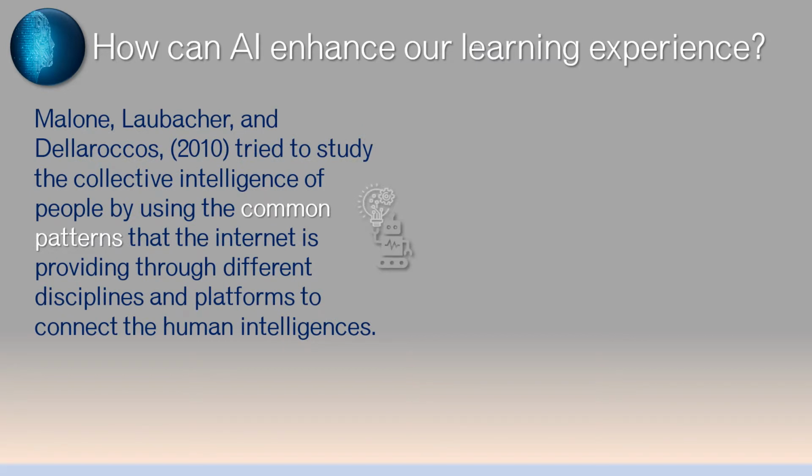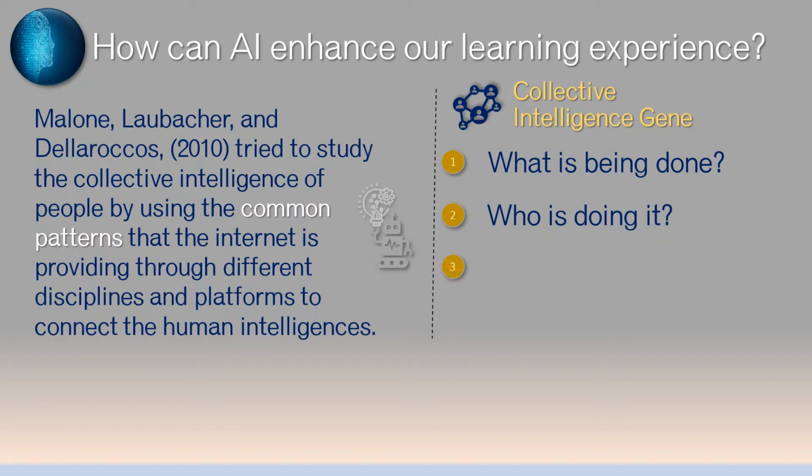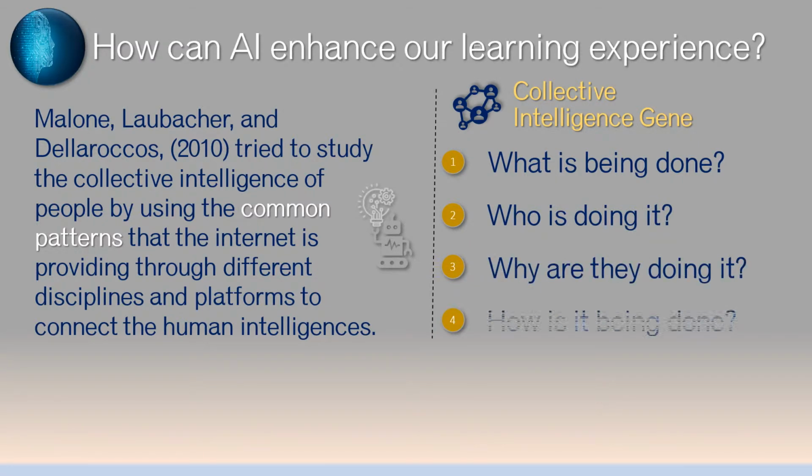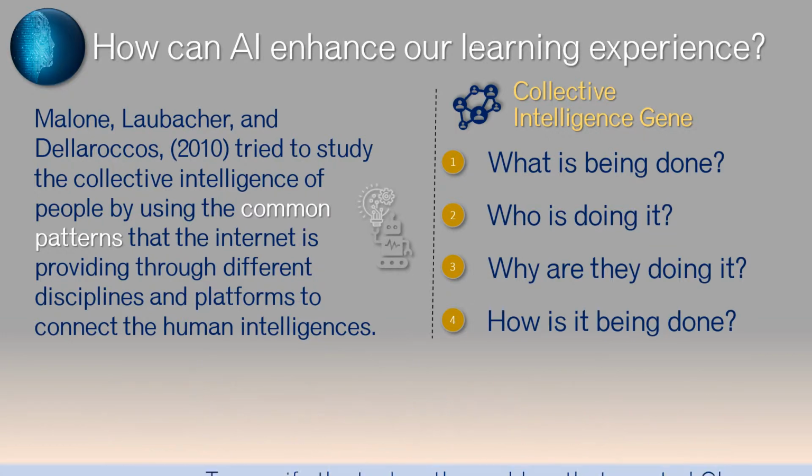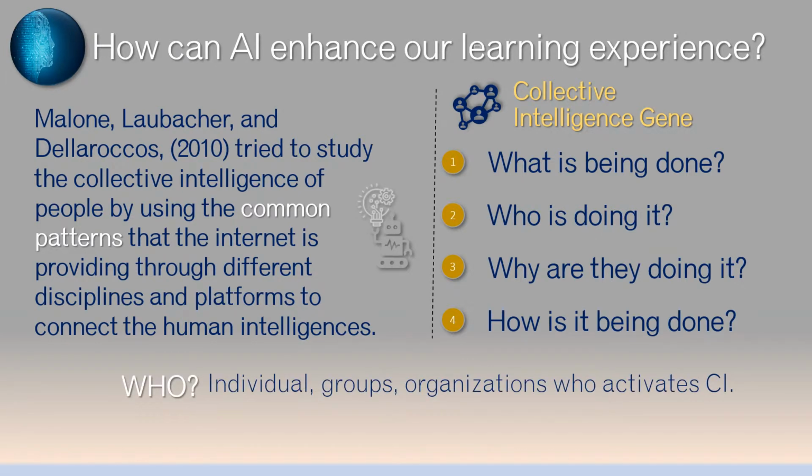The common pattern that the internet follows to connect to our collective intelligence is by going through 4 questions. What is being done? Who is doing it? Why are they doing it? And how is it being done? What is being done? This is to specify the task or the problem or the solution or even the discussion that lead to the creation of the collective intelligence. Who is doing it? This is to find exactly who are the involved parties or the individuals or the organizations that are activating this collective intelligence.